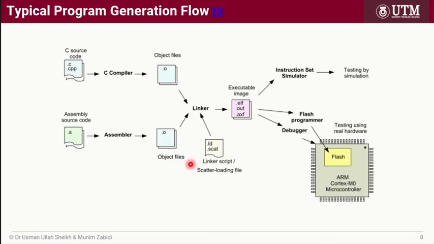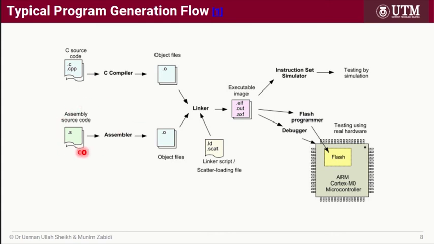Next we are going to see the typical program generation flow. You can see here the figure of the typical program generation flow. The process of converting the source code representation of your embedded software into an executable binary image involves three distinct steps. First you have a source code, or an assembly source code. By using a C compiler, you will turn it into an object file. This is for the C language.